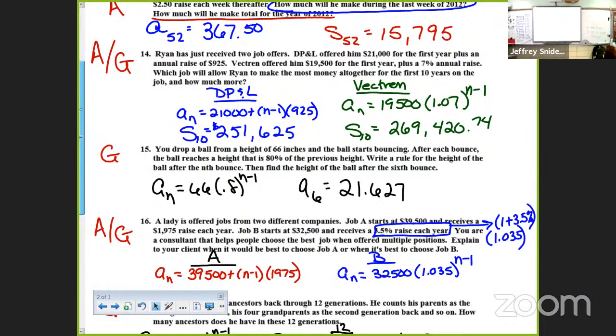Do I have any more blank ones? Yeah, I may have to print a couple here real fast. Give me a second.